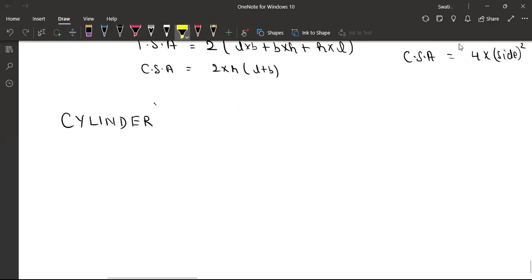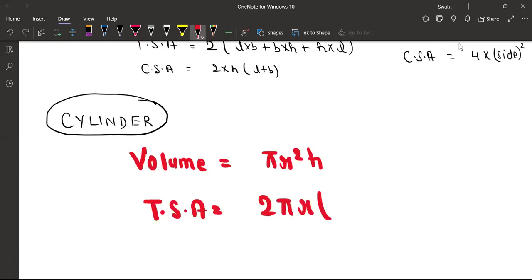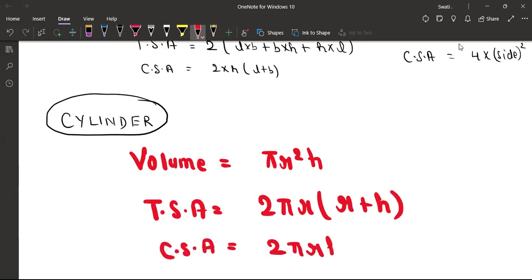if I just write on here cylinder, we had the first formula for cylinder, which was like, of course, I'm just writing volume first. So volume formula was pi r square h. Total surface area का formula क्या था? It was 2 pi r in bracket r plus h. और curved surface area का formula क्या था? मानो? It's just 2 pi r h. That's it. Yes.